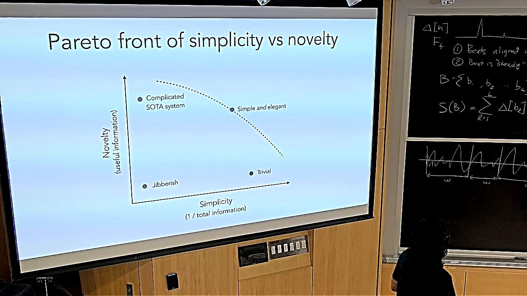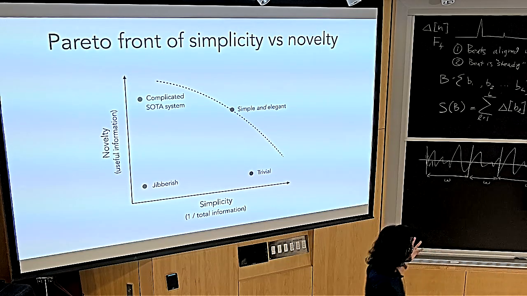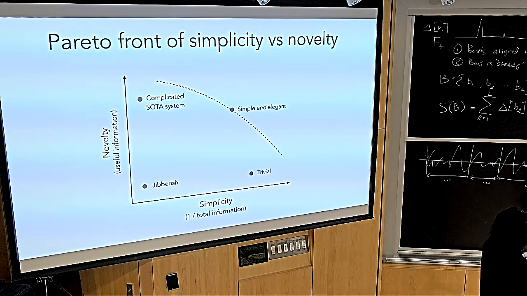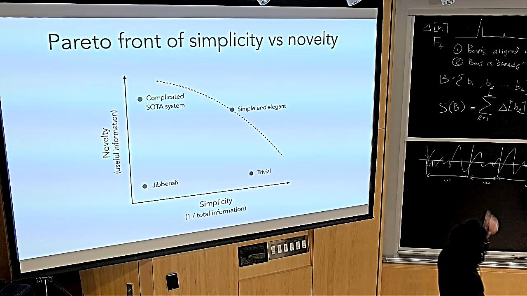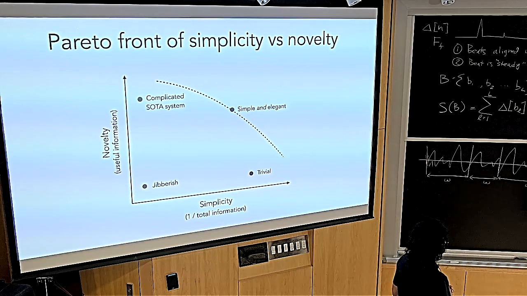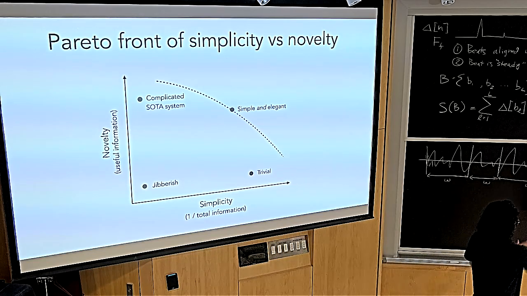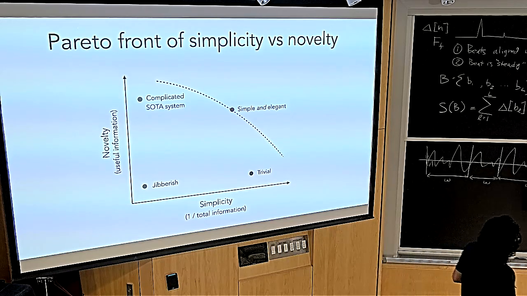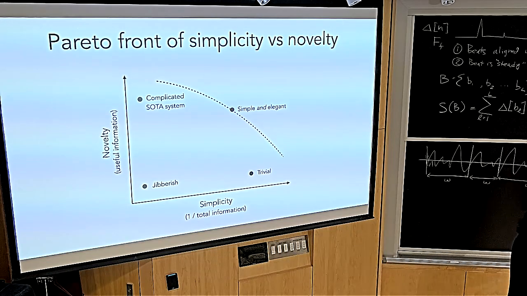And this is kind of how the research world looks. You have simplicity, how simple the method is, and novelty, how novel and useful the method is. If you have neither, it's gibberish: not simple, not novel. If you have a method that is very simple but not very novel, well, it's trivial.